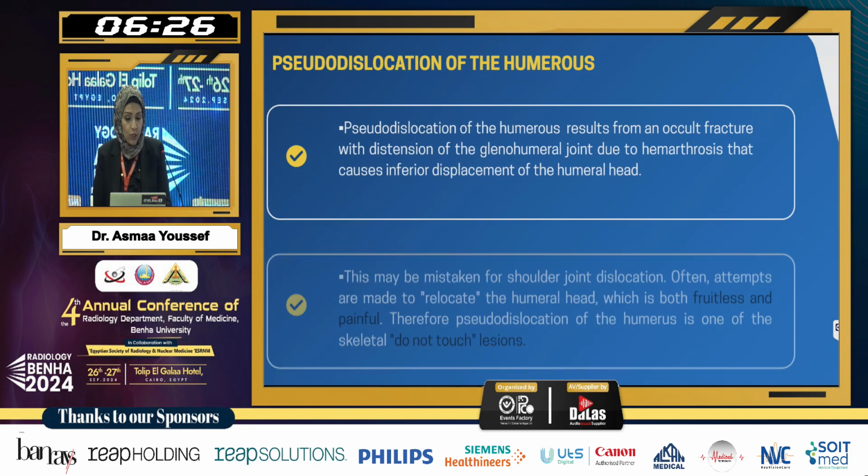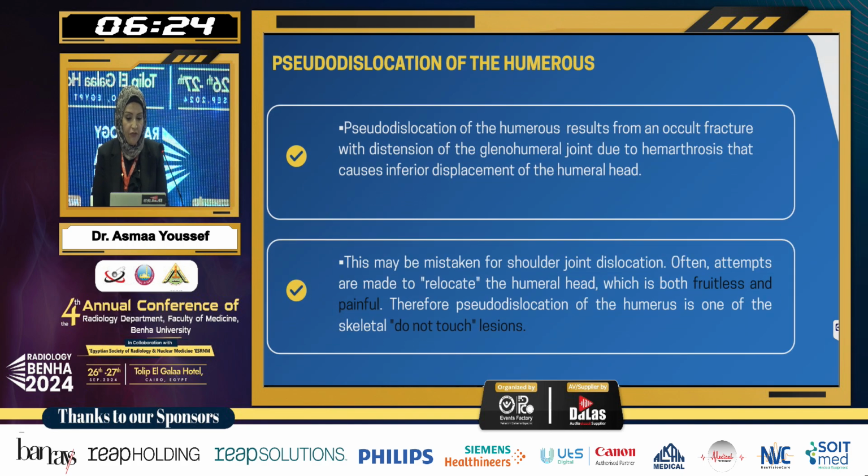The dislocation of the humerus results from an occult fracture with distension of the glenohumeral joint due to hemarthrosis that causes inferior displacement of the humeral head. This may be mistaken for shoulder joint dislocation. Often attempts are made to relocate the humeral head, but it is both fruitless and painful.